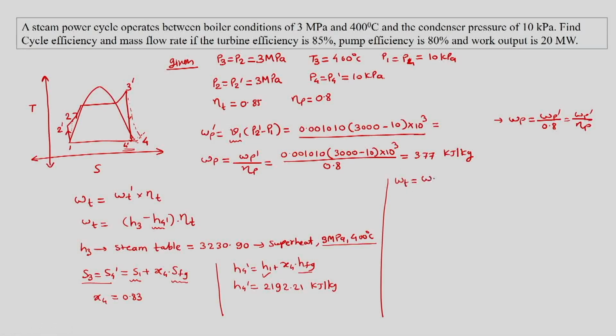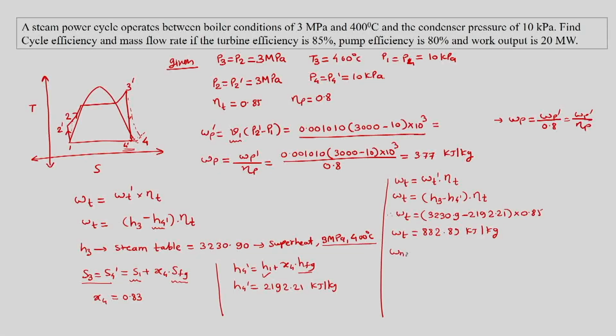Having said this, we can now find out turbine work as expected. So turbine work is equal to WT dash into turbine efficiency. So WT dash is H3 minus H4 dash, into turbine efficiency. H3 is known to us, 3230.9 minus 2192.21, into 0.85. So we will get turbine work as 882.89 kilojoule per kg. So this is the turbine work.